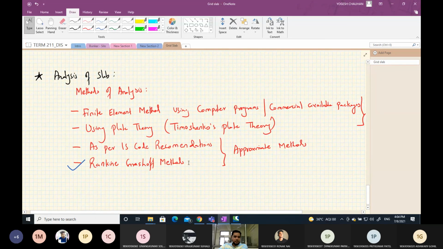And next is the Rankine's Grashof method. Both the IS code recommendations and coefficients and the Rankine's Grashof methods are approximate methods. And throughout this course, we will be discussing Rankine's Grashof method. So in the next class, we'll go through some IS code recommendations, and then we'll go through the theory of Rankine's Grashof method.